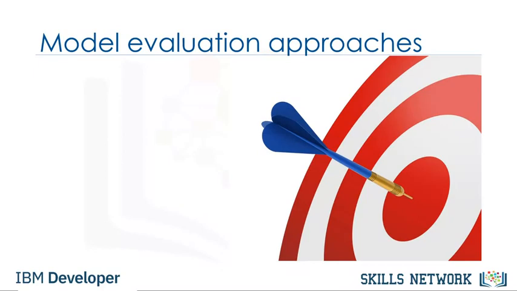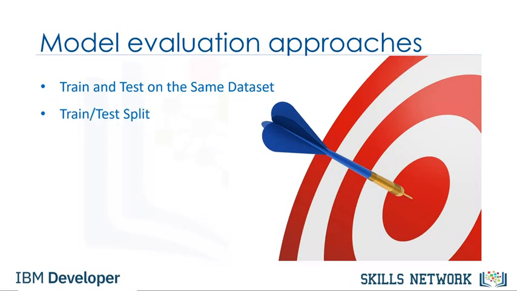These approaches are train and test on the same dataset and train-test split. We'll talk about what each of these are, as well as the pros and cons of using each of these models. Also, we'll introduce some metrics for accuracy of regression models. Let's look at the first approach.